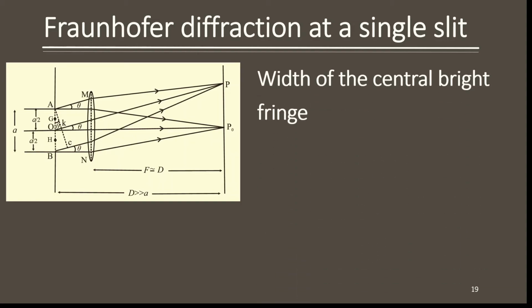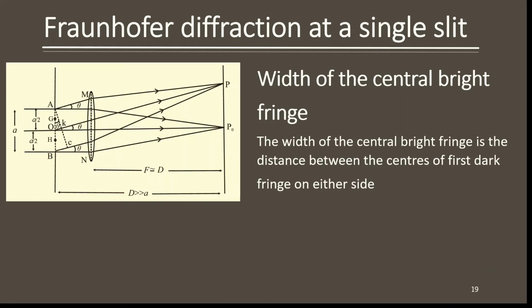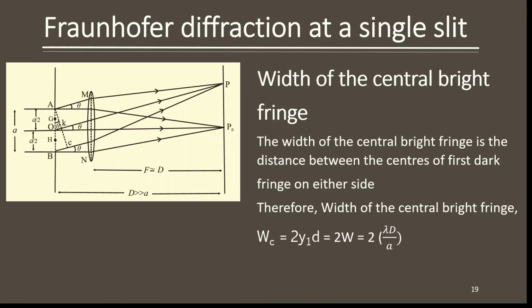Width of the central bright fringe. The central bright fringe is spread between the first dark fringes on either side. The width of the central bright fringe is the distance between the centers of the first dark fringe on either side. Width of the central bright fringe Wc is equal to 2 y1d is equal to 2W is equal to 2 lambda D upon a.